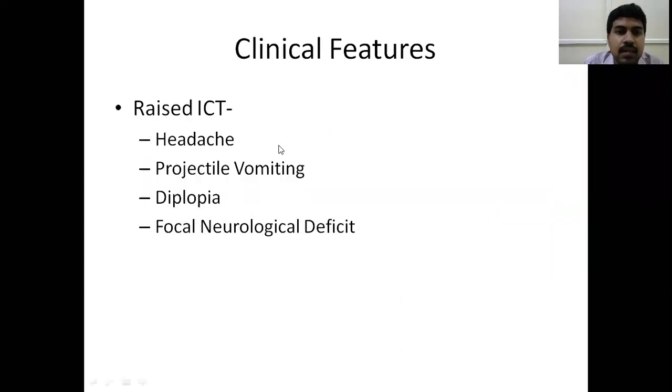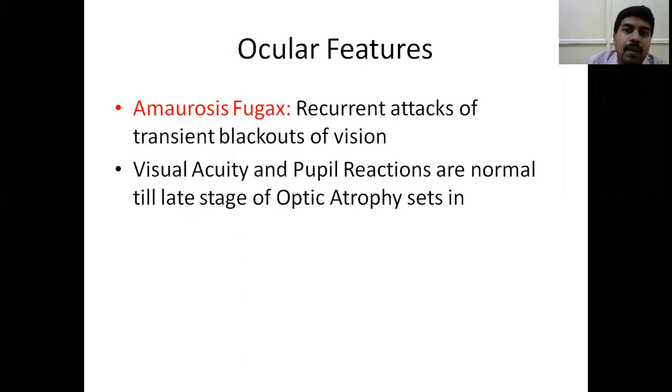All general surgery things and general medicine things: headache, projectile vomiting, diplopia, and focal neurological deficits, depending on the lesion involved, which lobe is involved. Diplopia occurs because the oculomotor nerve or the nerves are compressed, leading to paralysis of extraocular muscles. And amaurosis fugax, recurrent attacks of transient blackouts of vision, because there is pressure on the optic nerve and the visual impulses are not getting conducted. Visual acuity and pupil reactions are normal till late stage, that is, till optic atrophy sets in.